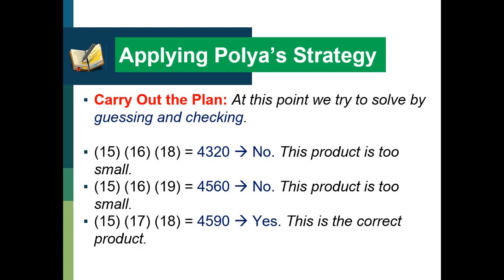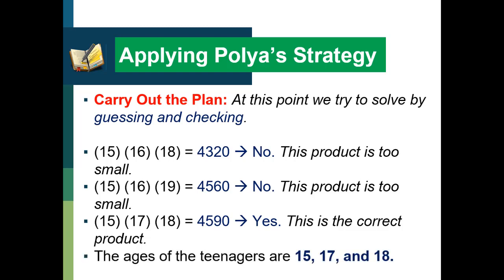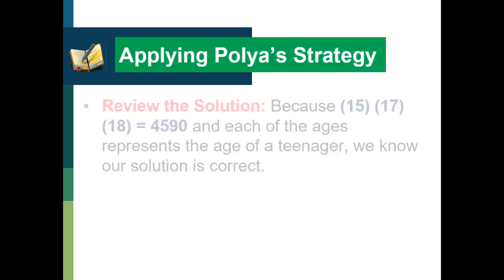Still, we have at least one even number, and that is 18. So that will become 4,590. And it's a yes. This is the correct product now. So we can say that the ages of the three teenagers with the product of 4,590 are 15, 17, and 18. Let's try to review the solution.